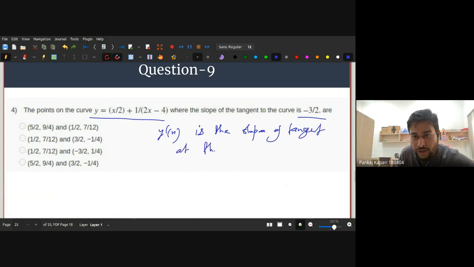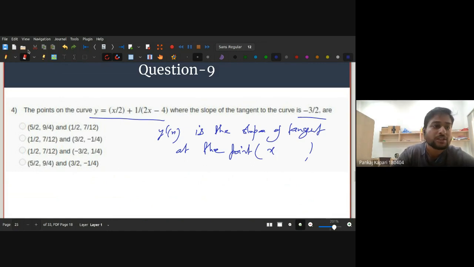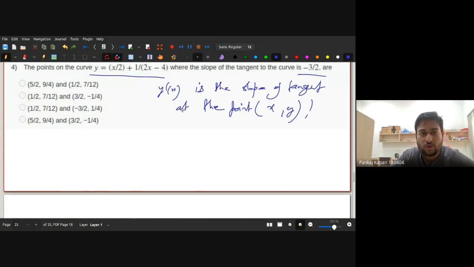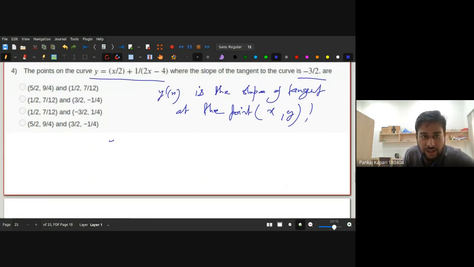at the point x comma f(x), which is just the y in this case because the function f(x) is equal to y, so at x comma y. So y prime x is the slope, so we have to find the derivative of y. So what is y prime of x? For that we have to differentiate the function, and if you differentiate you will get half minus, okay, let me start over.